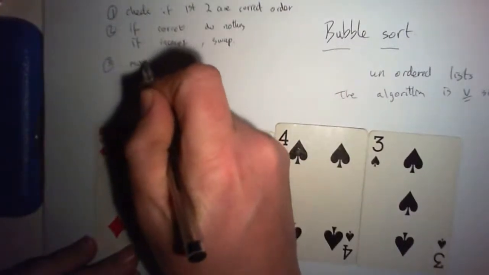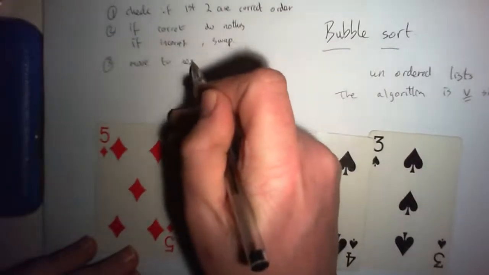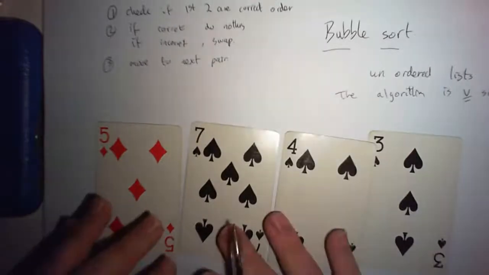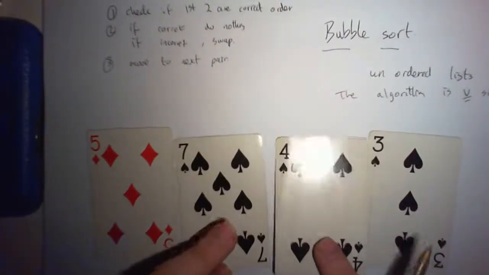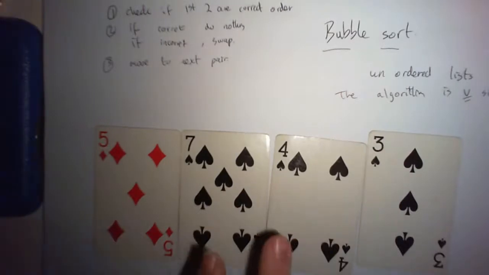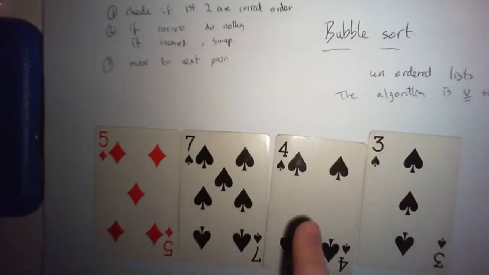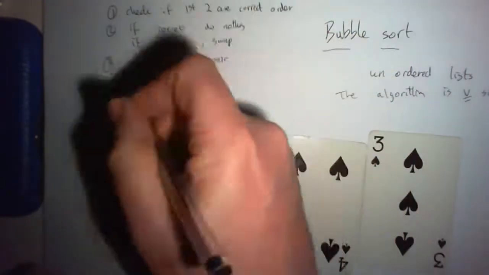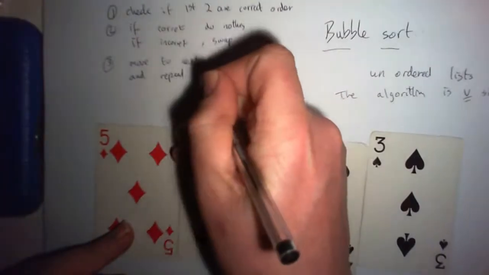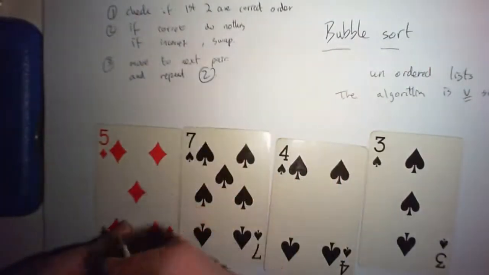Move to the next pair. So that's the first pair. This is the next pair. Okay, so just don't be confused here. First pair, second pair, third pair. You get the idea? Okay, move to the next pair and repeat step 2.